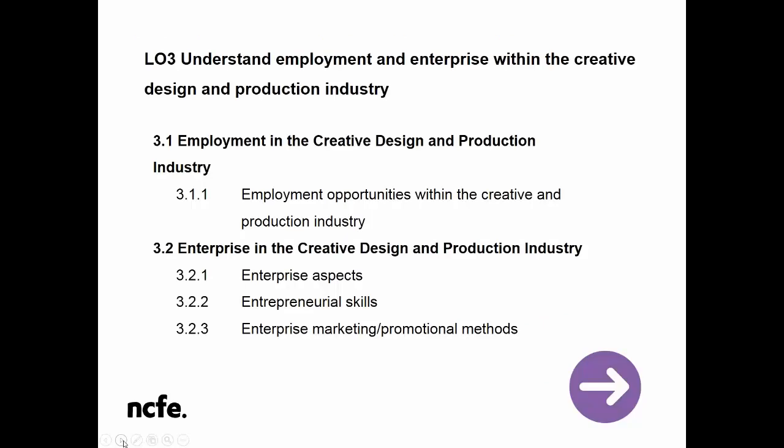So for learning objective 3, learning outcome 3, learners need to understand employment and enterprise within the creative design and production industry. So 3.1 covers the employment aspect. And in this section, the learners must know and understand 3 job roles in each discipline. That's 21 job roles in total.